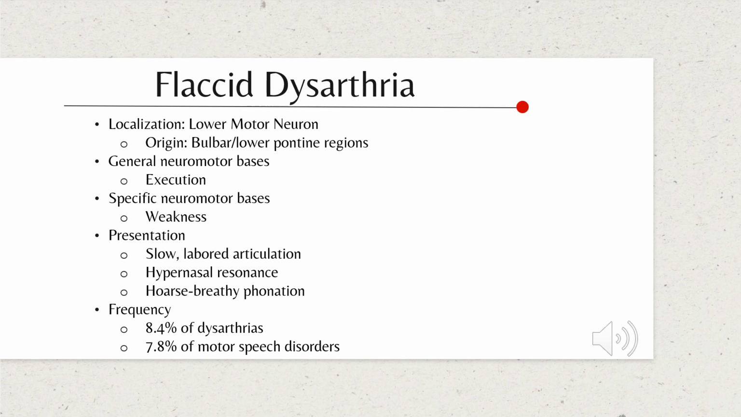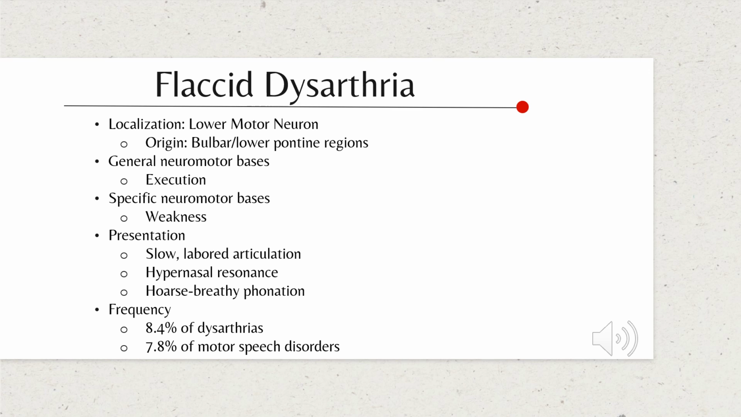The origin of the lower motor neurons include the bulbar or lower pontine regions. This will affect the individual's speech or respiratory musculature. Pertaining to the hierarchy of the motor system, flaccid dysarthria is impaired at the level of execution, impacting communication of the muscles. Motor units associated with the types of flaccidity are characterized by weakness, including paralysis or paresis, hypotonicity, atrophy, hypoactive reflexes, fasciculations, fibrillations, rapid weakening, and recovery with rest.